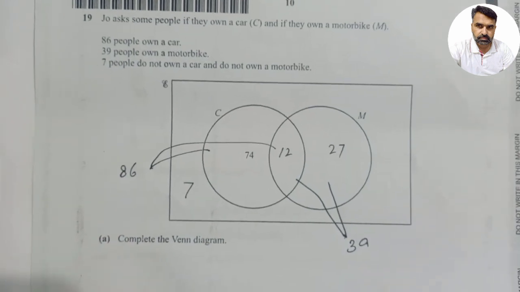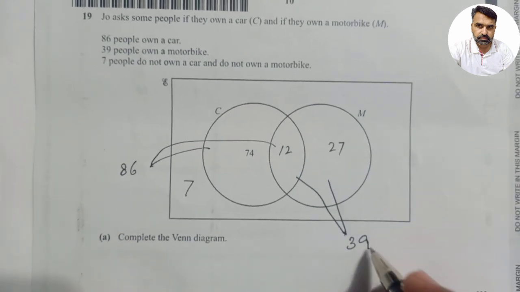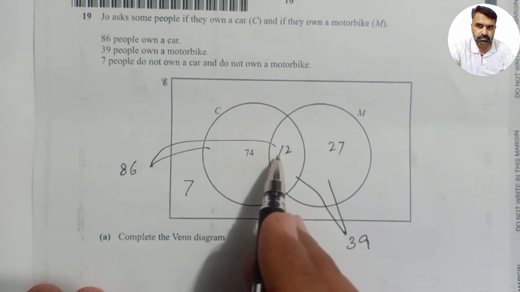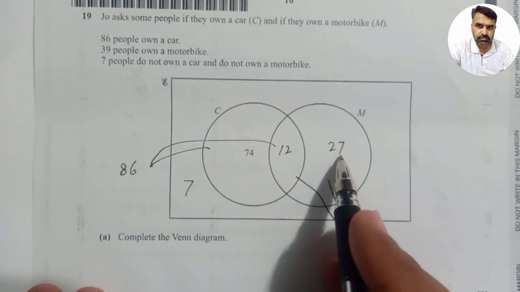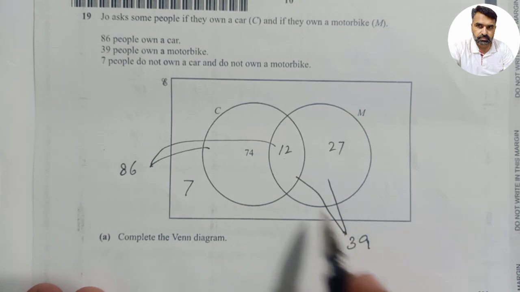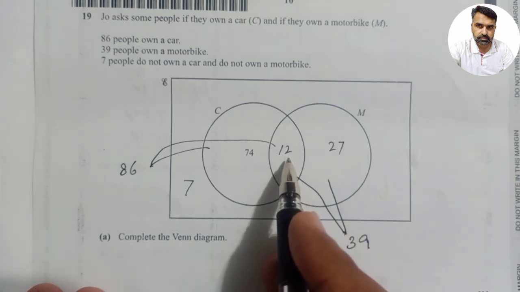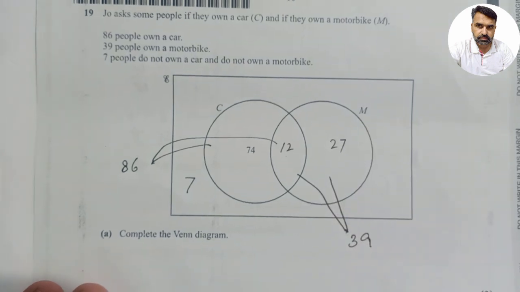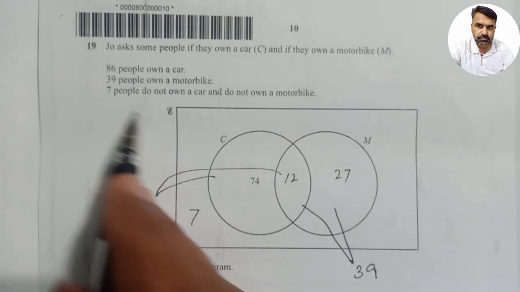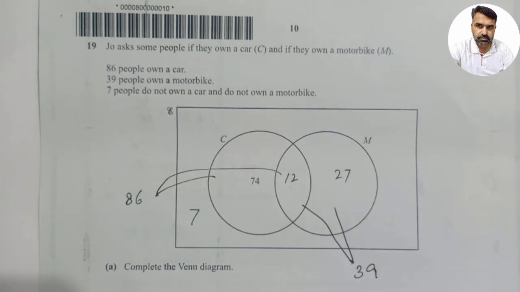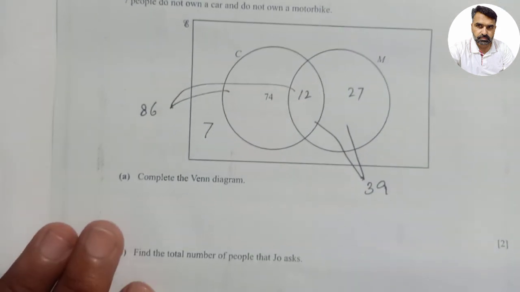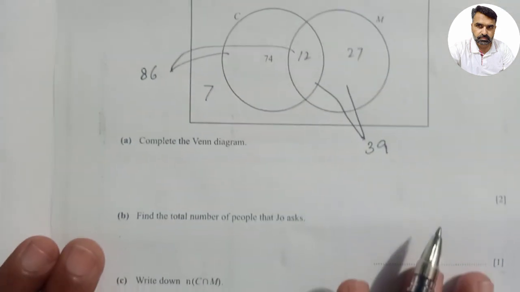Now students, first part of the question: complete the Venn diagram. We have completed it. 74 plus 12 means 86, 27 plus 12 means 39, and 12 are the people who have a car as well as a motorbike, and there are 7 people that are mentioned in the question who have nothing, neither car nor motorbike. So the first part is complete.